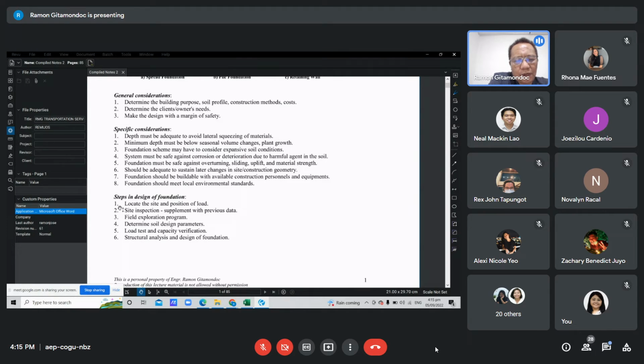Then the fifth step will be to conduct load test and capacity verification. This is warranted especially if we have a major structure. For example, after steps 3 and 4, you might already have an initial pile length, a certain pile diameter and a given pile length. But you need to test it, so a test pile is driven at the site. Then you apply a load test, which can be dynamic or static. The purpose is to verify the actual capacity of the pile.